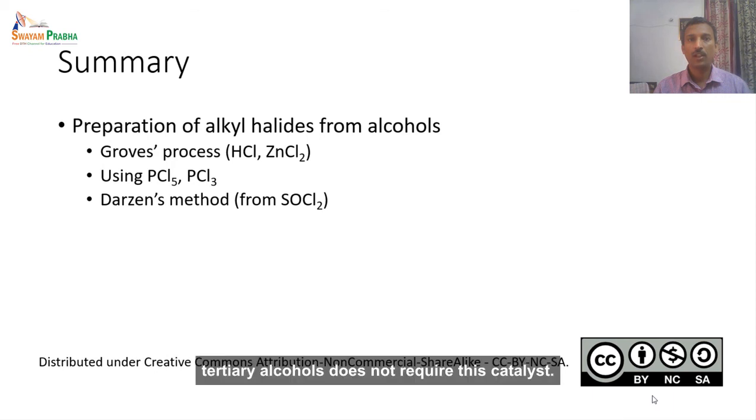Tertiary alcohols do not require this catalyst, and it is followed by the synthesis of alkyl halides from alcohols using either PCl5 or PCl3. Then we also saw the method of preparing alkyl halides using thionyl chloride, because there were some limitations when we use PCl3 and PCl5 methods. So to avoid that, we are using Darzens' method with thionyl chloride. So with this, we conclude this particular session on the preparation of alkyl halides from alcohols.